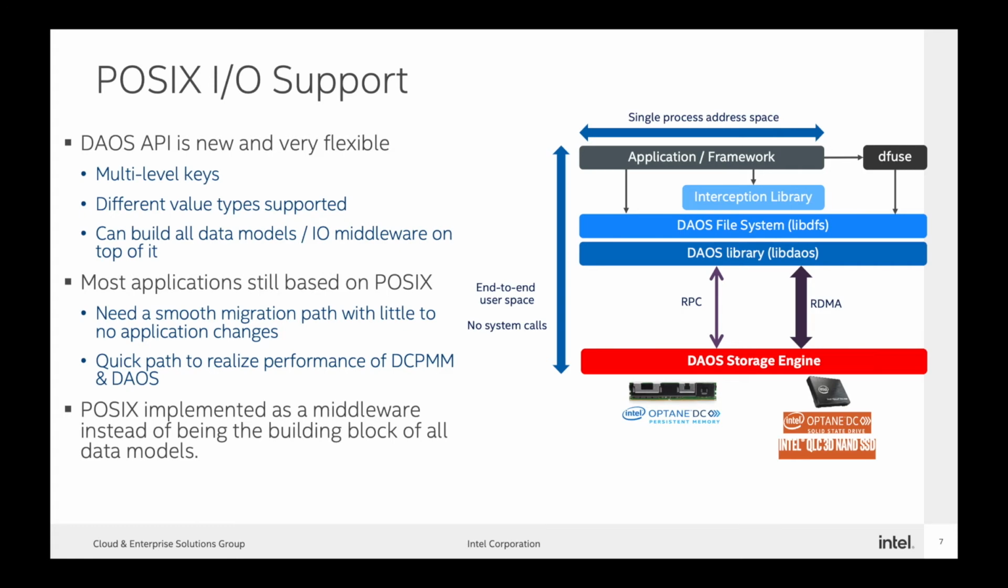So, as we said, POSIX is one of the interfaces that we wanted to support, and as I mentioned before, the DAOS library provides an API that is very rich and very flexible, but we do not expect everybody to use that API. Our expectation is not for applications to rewrite their entire I/O and storage codes to be able to use the DAOS API. We still, of course, need some migration path, and POSIX is still very widely used as an API for storage. So we implement POSIX as a middleware instead of being the main building block for storage.